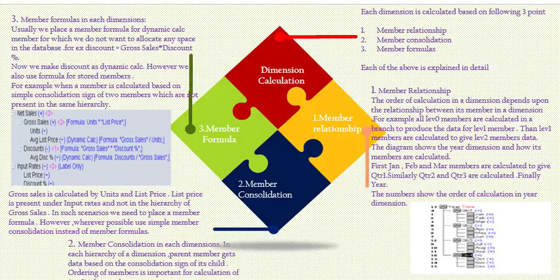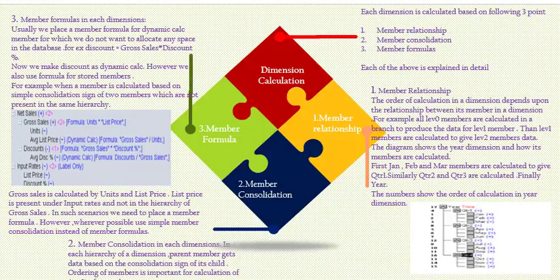Member formulas in each dimension. Usually we place a member formula for a dynamic calc member for which we do not want to allocate any space in the database. For example, discount equals gross sales multiplied by discount percentage. Now we make discount dynamic calc.